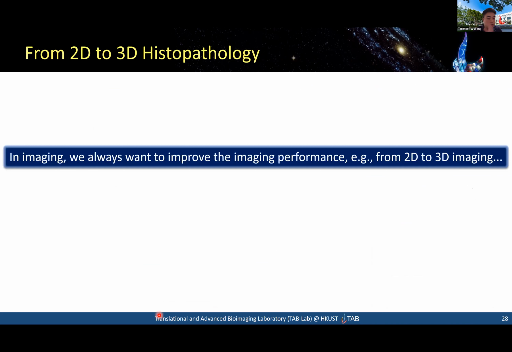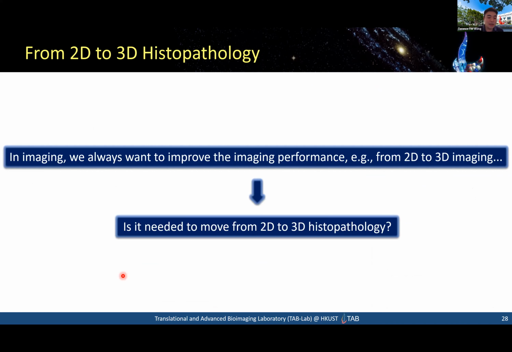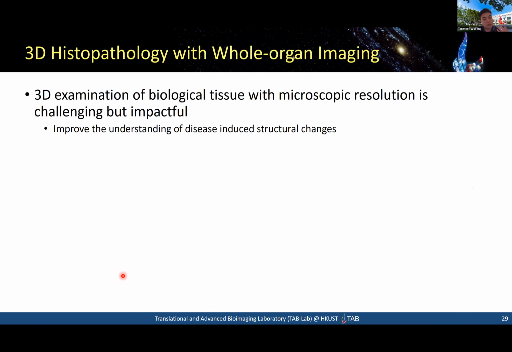So let's switch gears a bit. As imaging scientists, we always dream about having better performance. Is it possible to do 2D? And if so, can we generalize it to 3D? So we want to see if it's possible, or whether it's needed, to move from 2D histopathology to 3D. So we look at what the current challenge is in 3D examination of biological tissue with very high resolution.